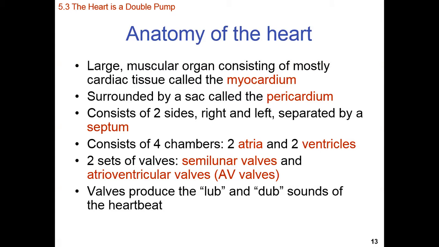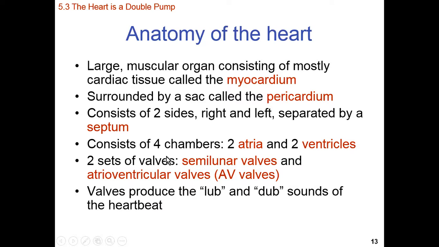Let's continue on. The heart is the main pump of the cardiovascular system. There are some secondary pumps that help move the blood to the vein, particularly the skeletal muscle pumps, but the heart is what does the vast majority of the pumping of the fluids. And you can think of the heart as a double pump. It has 2 sides, a left and a right side, that work in conjunction with each other.